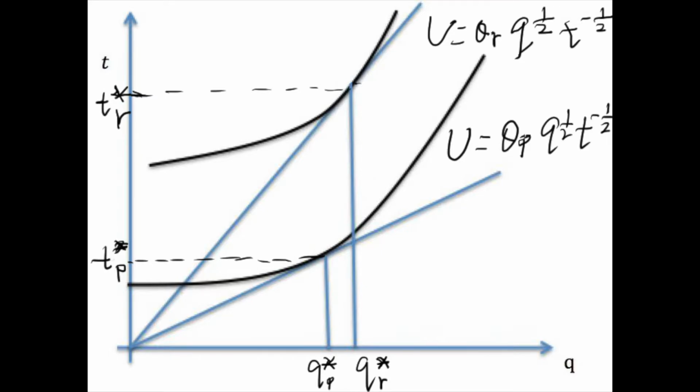It really works. This changes the utility of the rich and makes theta r times the square root of QP star times 1 over the square root of TP star smaller than theta r times the square root of QR star times 1 over the square root of TR star. At this time, the rich will have no motive to choose the package for the poor.